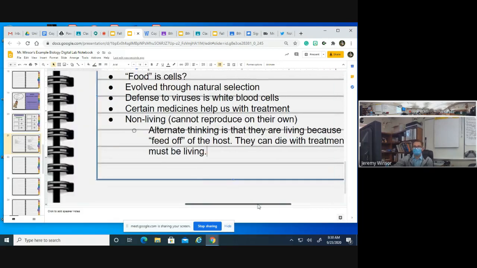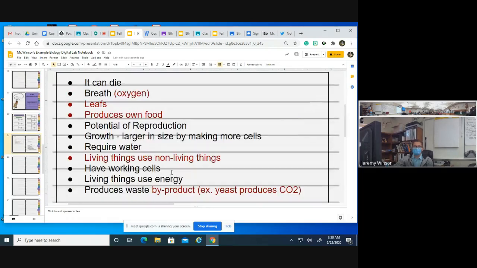Because if we go back to our model, we said that in order for something to be considered living, it can die. It has to be able to breathe. It has the potential of reproduction. It grows, and so we said larger in that it's making more cells. It requires water. It has working cells. It's a living thing, and so it uses energy. And I think we talked about the use of energy being kind of similar to consuming food, and it produces waste. And so I'm wondering, this idea of using energy.